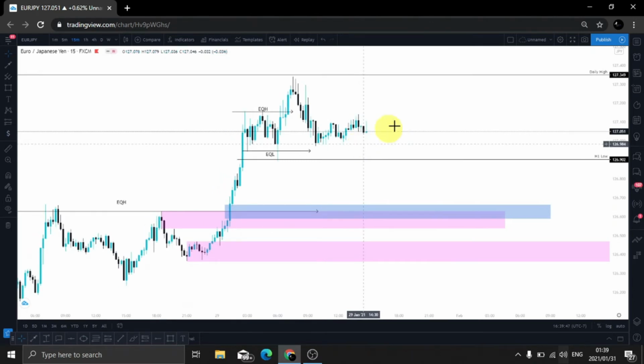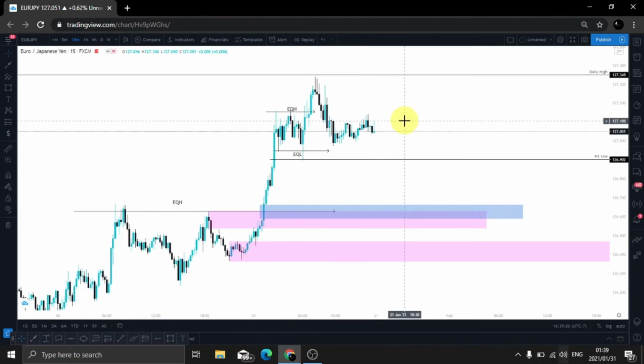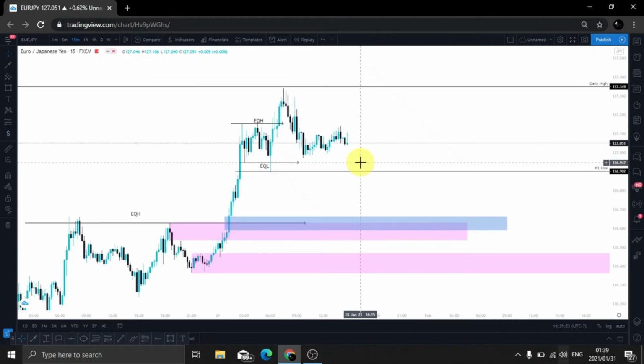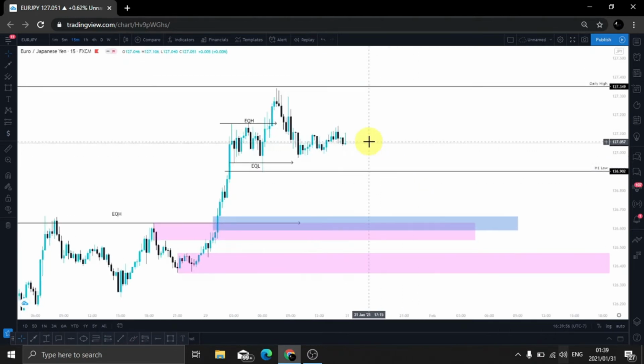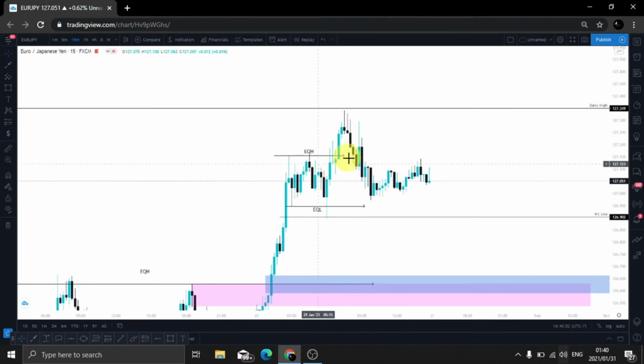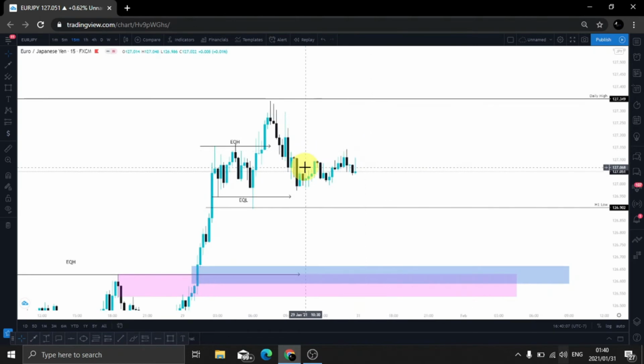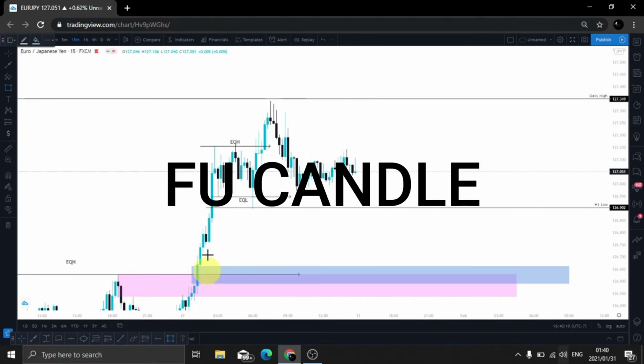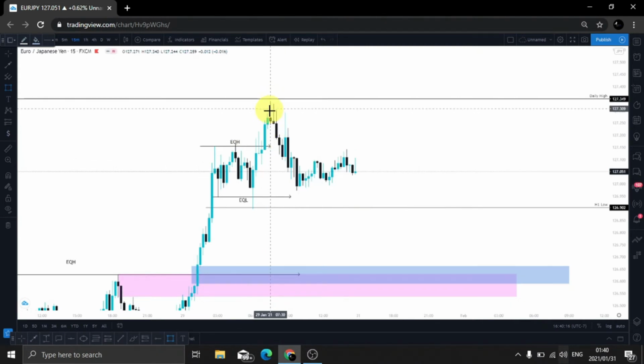But let's just get into more details. So if you look at this very well, we want to see over here, because mostly after the break of this, after the market has freed its liquidity, we have what we call an FU candle. We can see over here that we had a point of interest, but it was not engulfed by this one, but this one was engulfed by this one. So it means we place this one as our point of interest.